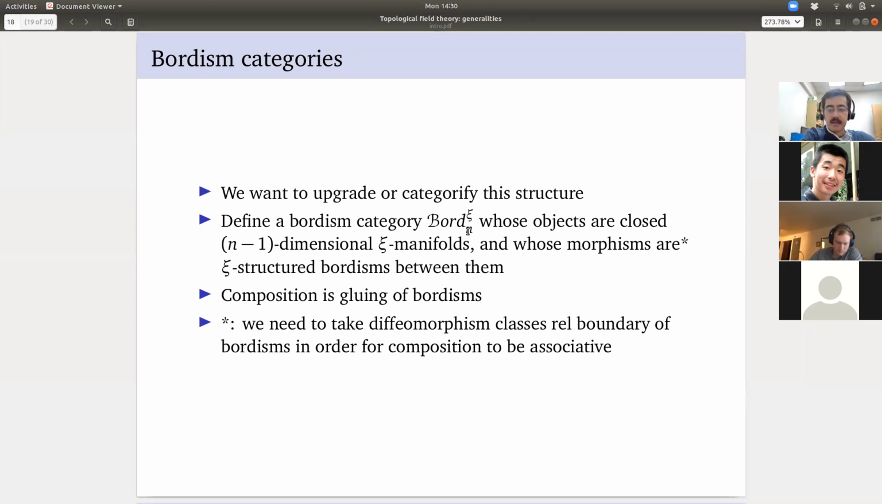So the idea is that it's not just that Bordisms are an equivalence relation. You can think of a Bordism as a map, like a morphism from the beginning manifold to the ending manifold. So we're going to say that literally. We're going to make a Bordism category whose objects are closed n-1 dimensional manifolds with psi structures, and whose morphisms are structured Bordisms between them. The asterisk is that we need to take diffeomorphism classes rel boundary of Bordisms. In other words, if two Bordisms are diffeomorphic, we just say they're the same morphism. This is so that composition is associative on the nose. If you like infinity categories, you can work around this, and that is all that I'll say about that for now.